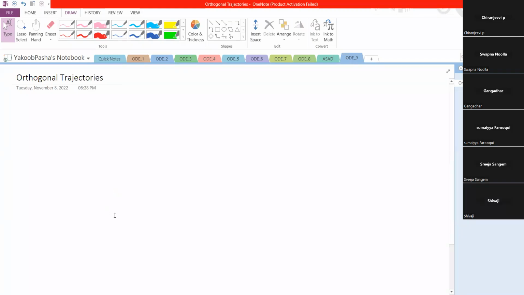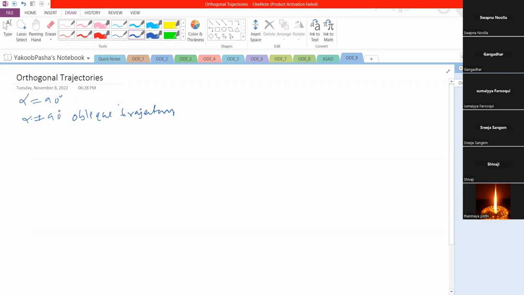If a curve cuts every member of a given family of curves at right angles, then that is called an orthogonal trajectory. Right angle means alpha is equal to 90 degrees. If alpha is not equal to 90 degrees, then the trajectory is called an oblique trajectory. Here it is an oblique trajectory, and when alpha is equal to 90 degrees, this is called an orthogonal trajectory.